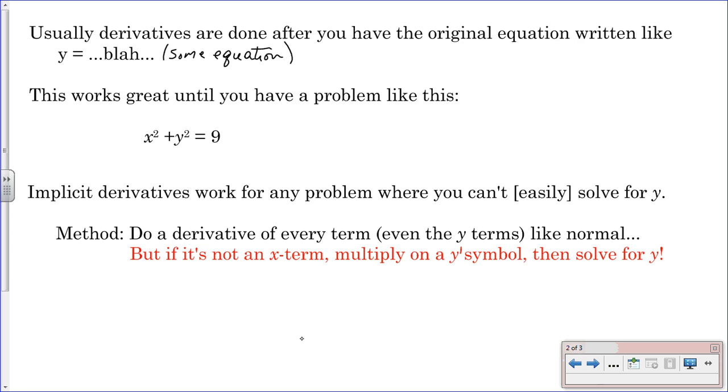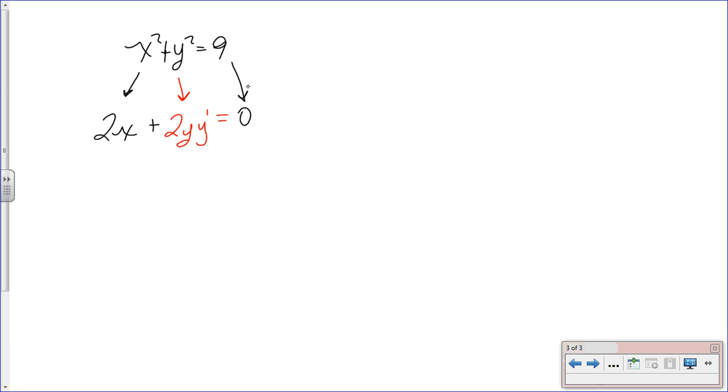So let's look at our x squared plus y squared equals 9. Take the derivative of x squared. That's 2x plus. Now take the derivative of y squared. Well, you do it just like you did the derivative for x squared, so it would be 2y. But now you have to multiply on a y prime, equals, and the derivative of 9 is 0.